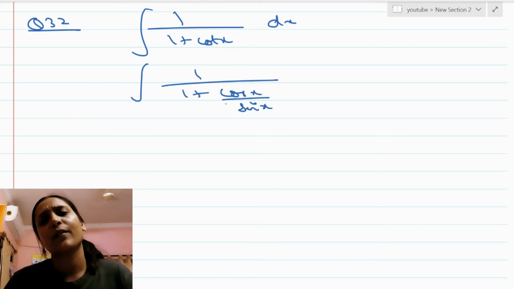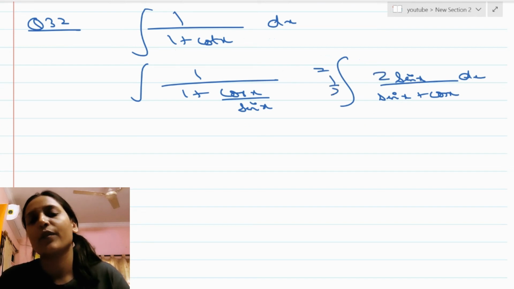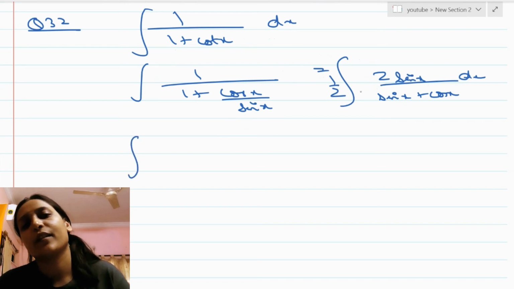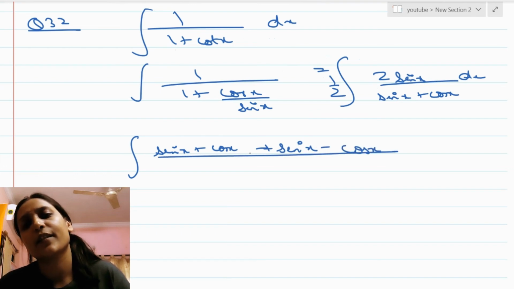Let's take the LCM now. So this would be, sine would go on top. It would be sin x divided by sin x plus cos x over here. After this, the next step is we are going to multiply the numerator and the denominator by 2. So I'm going to write that half outside. And then this top 2 sin x can be written as sin x plus cos x plus sin x minus cos x, whole divided by sin x plus cos x, and don't forget the half that's outside, and dx.